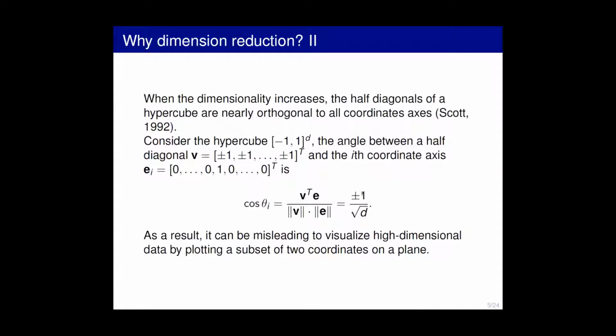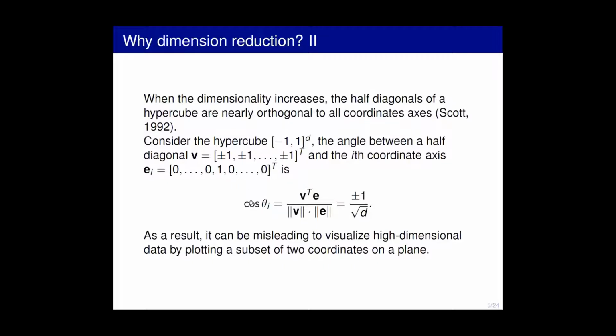Another reason is that in high dimensional space, the half diagonal of a hypercube is nearly orthogonal to all coordinate axes. This is how we calculate the angle between them. Consider this hypercube, where all the coordinates are -1 or 1 in this d-dimensional space. The half diagonal can be represented by this vector. Any coordinate axis can be represented by this vector, where just one component is 1 and all other components are 0.